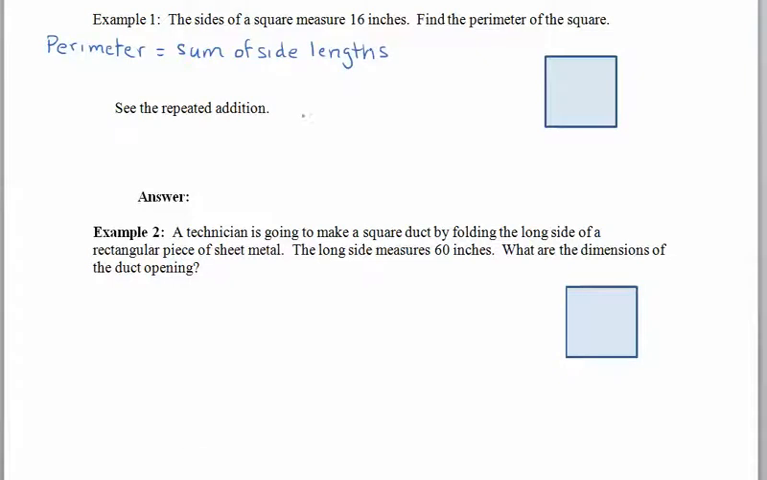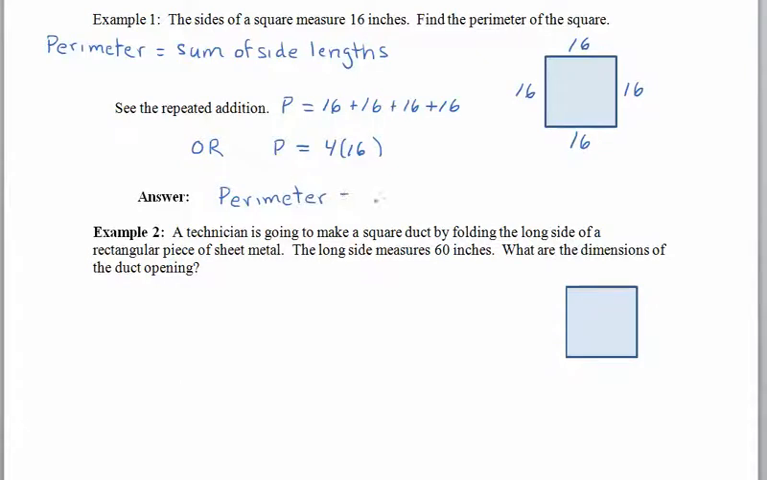So the first thing we'd like to do is notice that we have some repeated addition. The sides of the square are measuring 16 inches, so we'll label our figure. And if we had to calculate this, we would say that the perimeter is equal to 16 plus 16 plus 16 and plus another 16, like we did earlier when we were talking about perimeter. But this time all the sides have the same length. So we could, of course, express this with multiplication. This is 4 times 16. And so, of course, we multiply 4 by 16 and find out that the perimeter is equal to 64. And of course, those are inches.